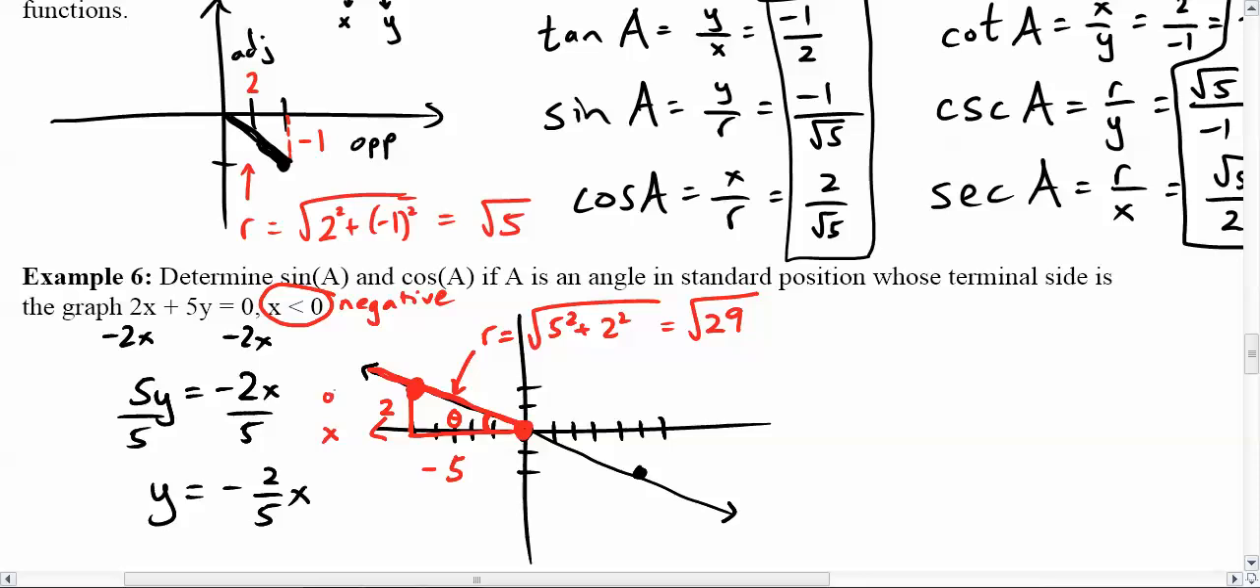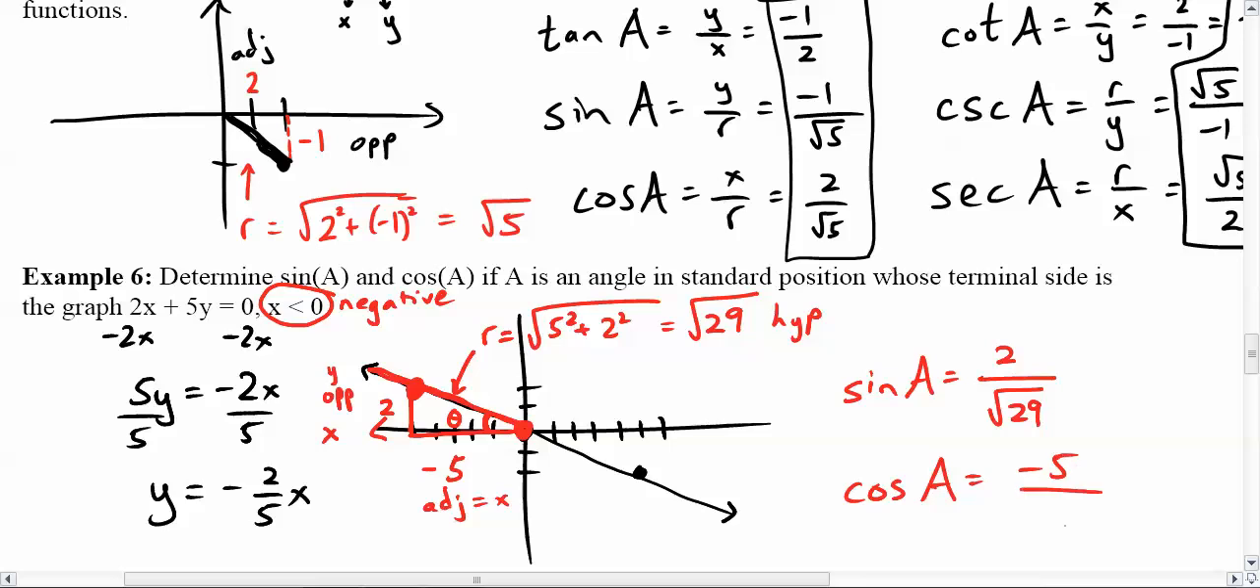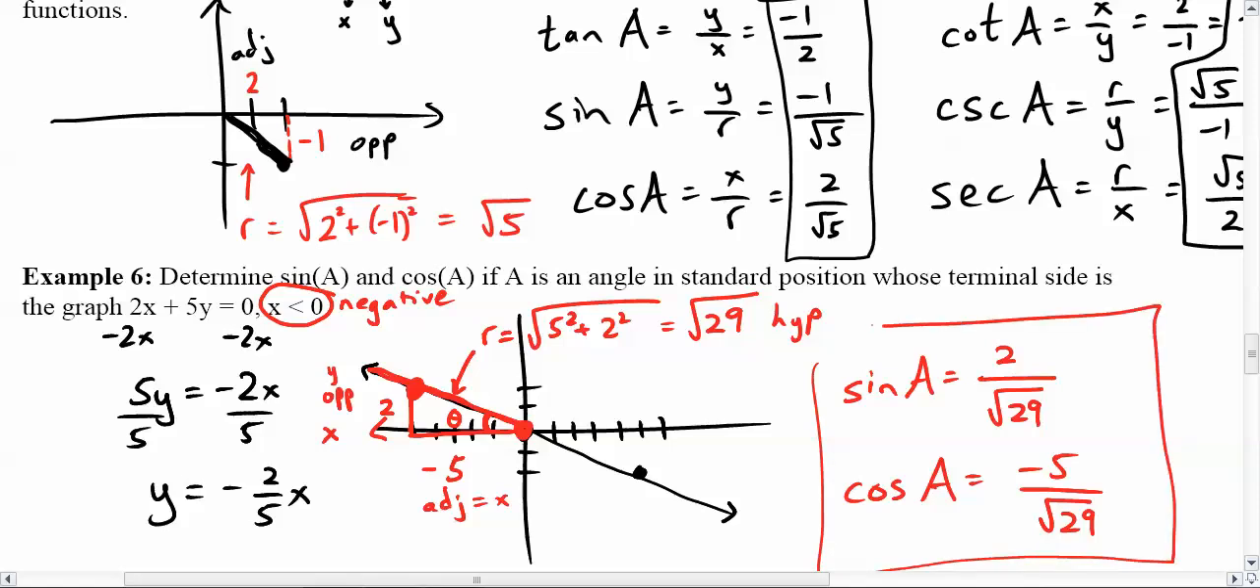The sine is opposite over hypotenuse, and the cosine is adjacent over hypotenuse. So the adjacent is always the x value, the opposite is always the y value. So sine of the angle is opposite over hypotenuse. Cosine is adjacent over hypotenuse. And that's it.